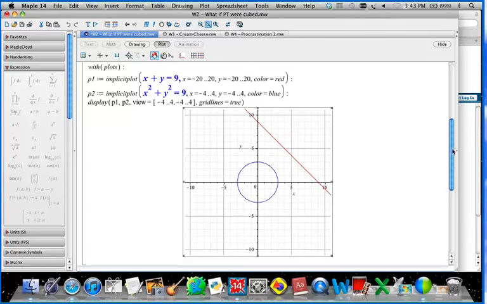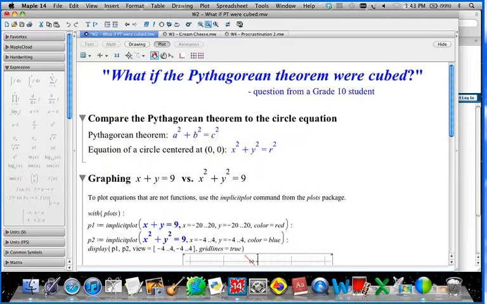So the question I got one day after we did this is, a kid asked me, what if the Pythagorean theorem were cubed? Now, I had no idea what he meant by that, and I'm not sure he knew what he meant by that, but he was curious. He was thinking, what kind of things happen if we did a cubed plus b cubed equals c cubed? Now, I didn't want to go into Fermat's little theorem at this point because it was a little bit too arcane given what this class's ability level was. So I decided to take this in a different direction.